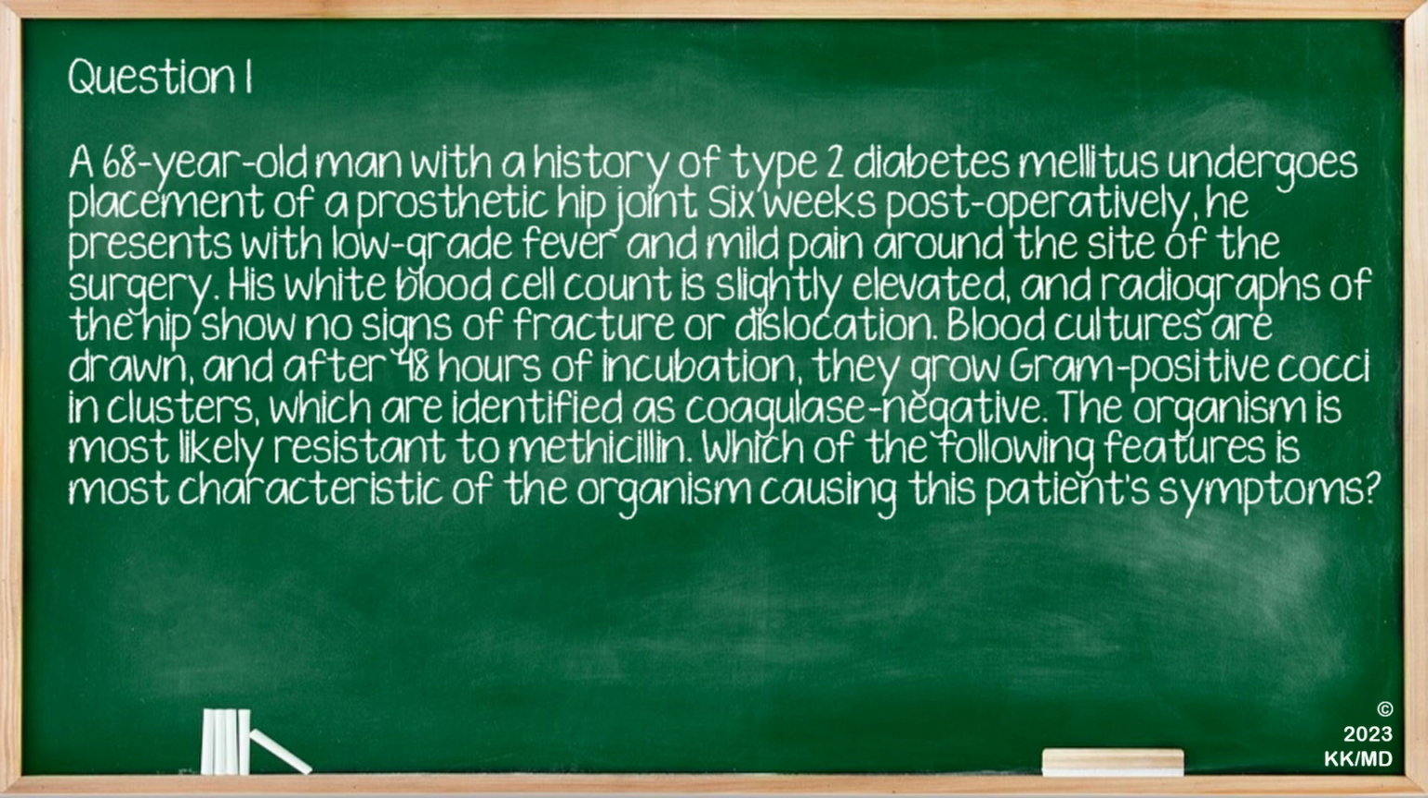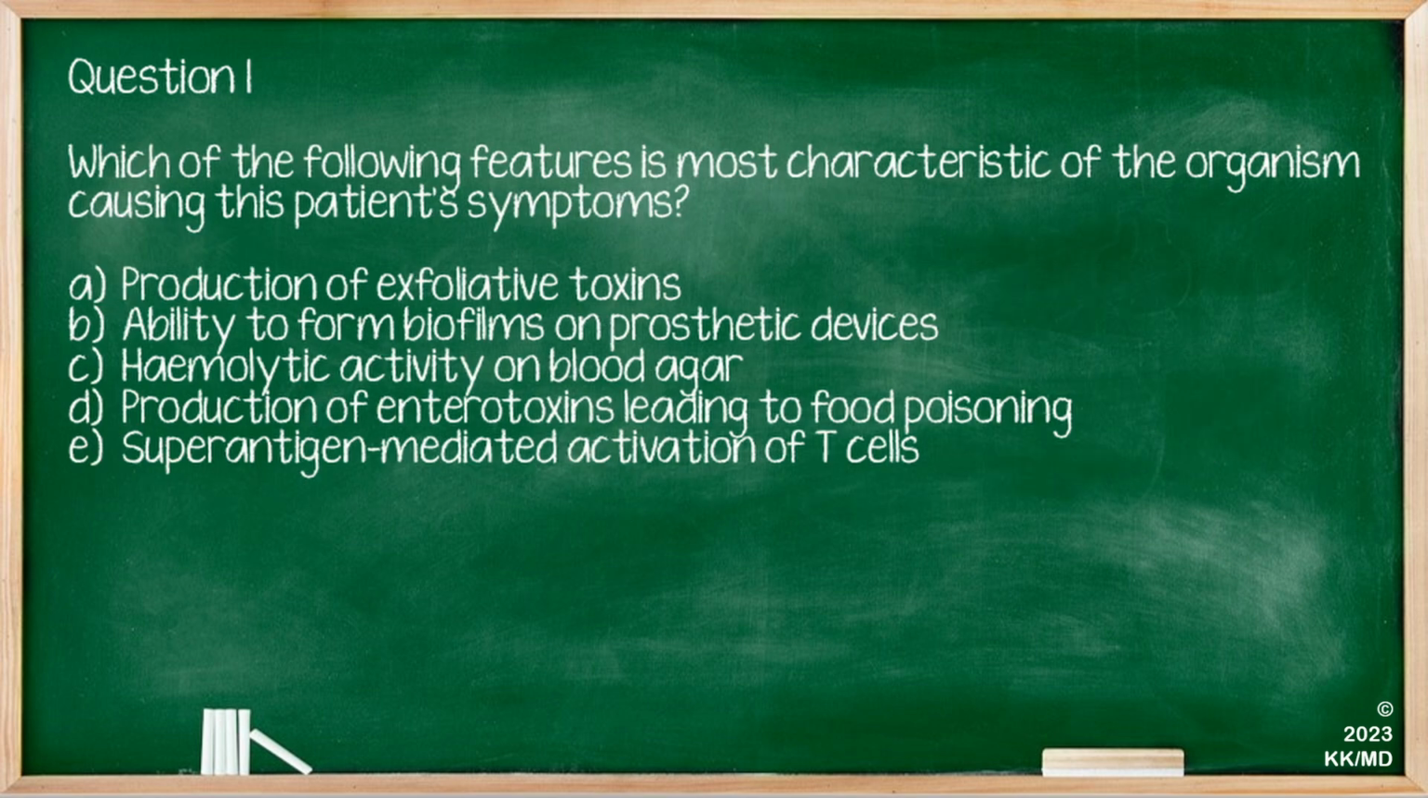Which of the following features is most characteristic of the organism causing the patient's symptoms? The options are A. Production of exfoliative toxins, B. Ability to form biofilms on prosthetic devices, C. Hemolytic activity on blood agar, D. Production of enterotoxins leading to food poisoning, E. Superantigen-mediated activation of T cells.